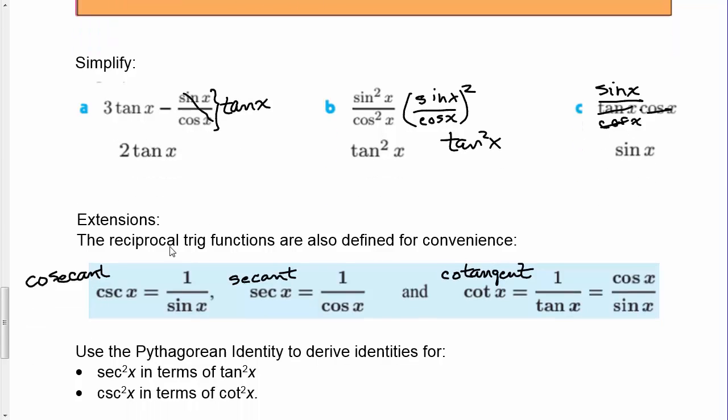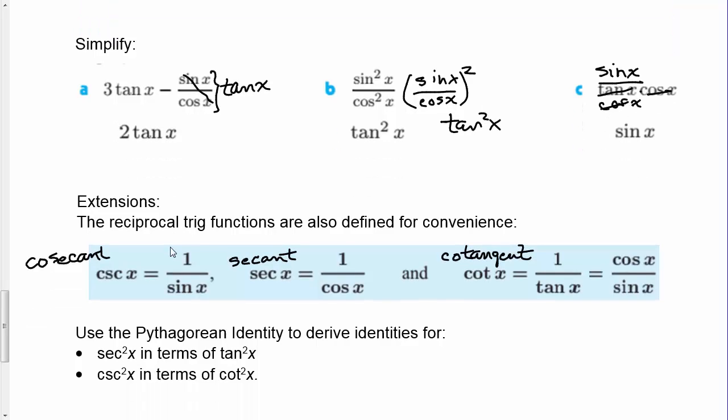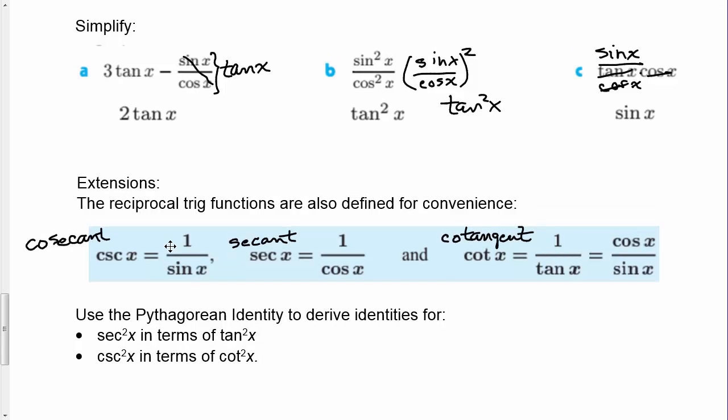Here's a couple of little exercises for you. I want you to pause the video and see if you can come up with an identity, starting with the Pythagorean identity, and get an identity for secant squared in terms of tangent squared and cosecant squared in terms of cotangent squared. So try that, and then come back and take a look.